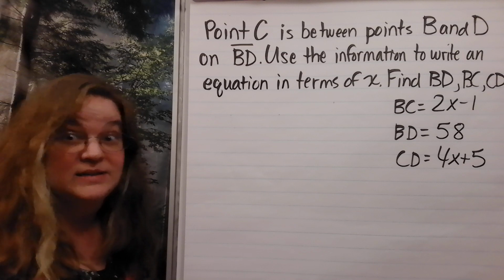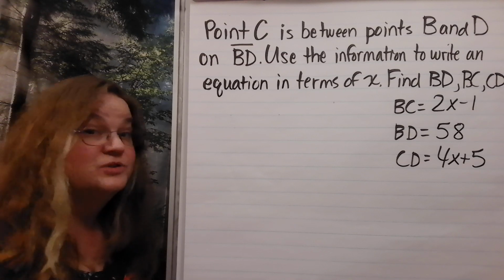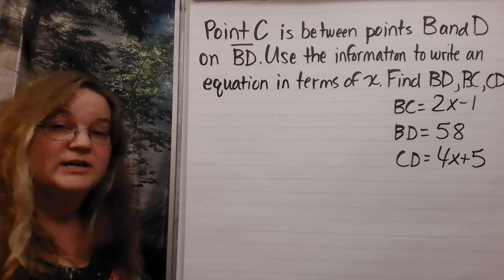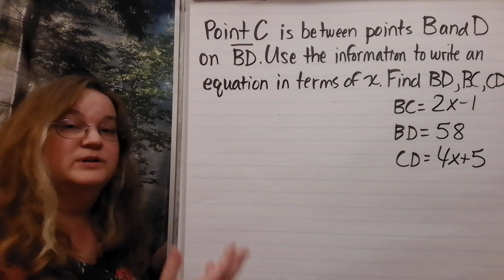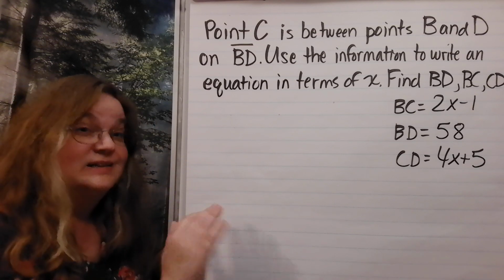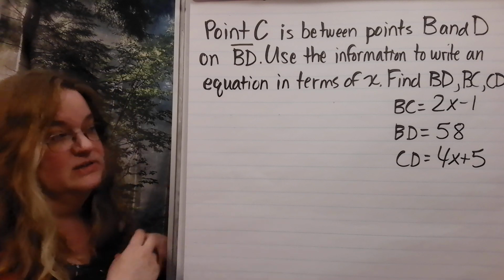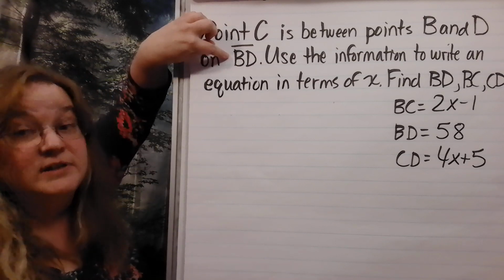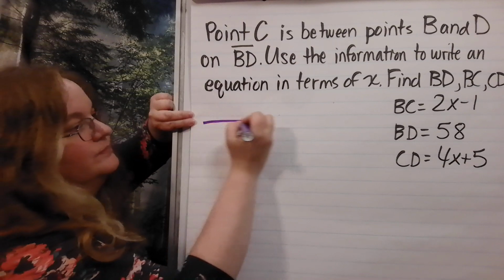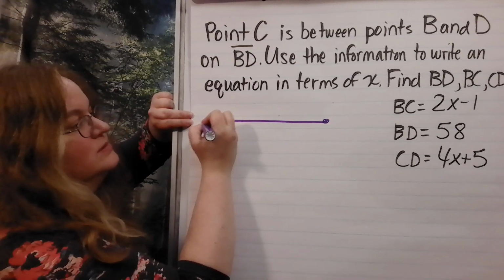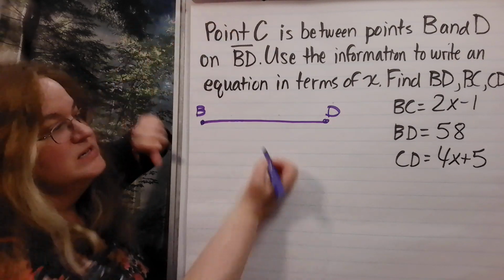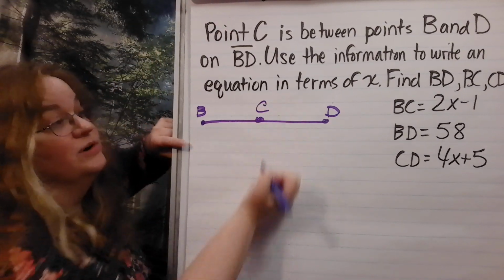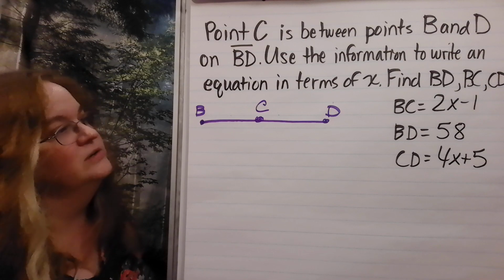Now, one of the best things that you can do when you're doing geometry is actually to draw a picture. It doesn't have to be perfect. It doesn't have to have the right ratio, but if you're able to visualize things and label them, it's a lot easier and you're less likely to make mistakes. So I know I have a line segment BD. And I also know that there's a point C somewhere in between. I don't really know where it is, but I know it's there in between them.